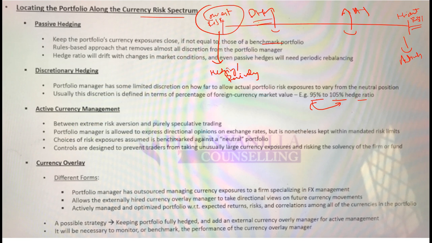The portfolio manager is allowed to express directional opinions on exchange rates, but capped within mandated risk limits. But risk limits are flexible, or wider, compared to discretionary hedging. Controls are designed to prevent trades from taking unusually large currency exposure. So you will be taking currency exposure, but not unusually large. You will still have large exposure, but not unusually large.